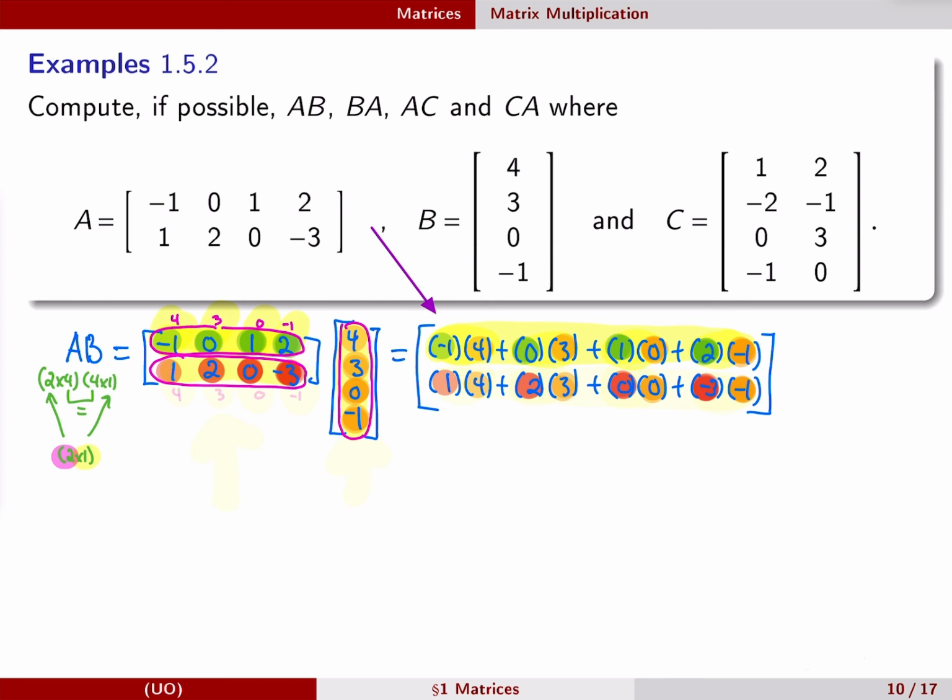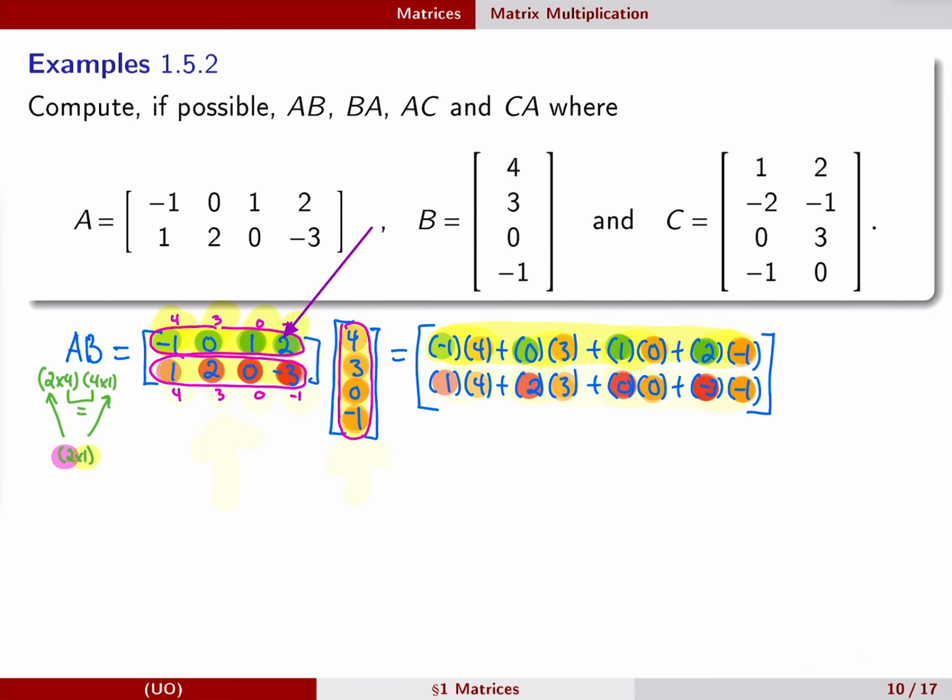I'm using the first row of A and the first column of B. Of course, there's only one. And then I just take that column now on the second row to compute the second entry on the second row. So here, I like to write my numbers nearby because I'm not smart enough. So I like to rewrite the 4, 3, 0, minus 1. And then here we go.